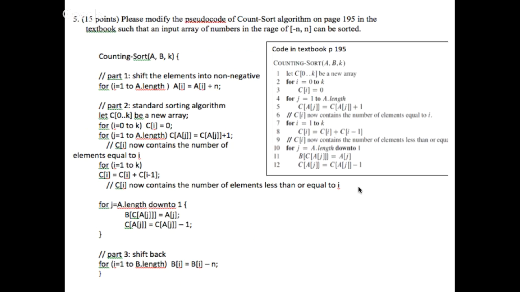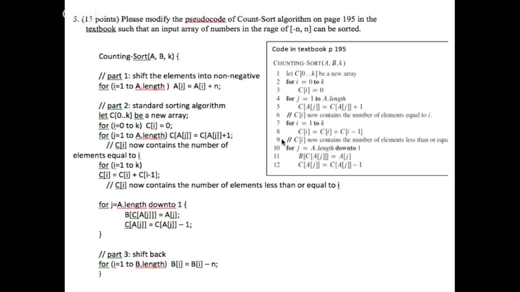Next question is to modify the pseudocode of counting sort algorithm on the textbook, page 195, so that an input array of numbers in the range of -n to n can be sorted. Okay, so we know the code in the textbook here actually is the same as the code in my part 2 from here to here.